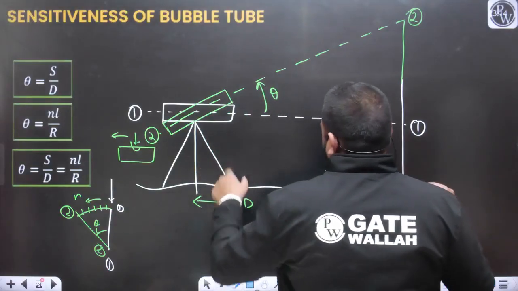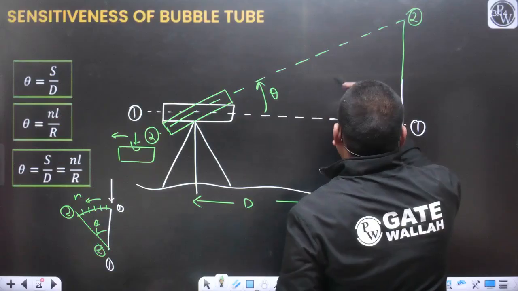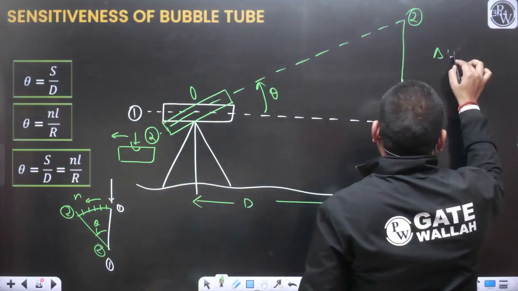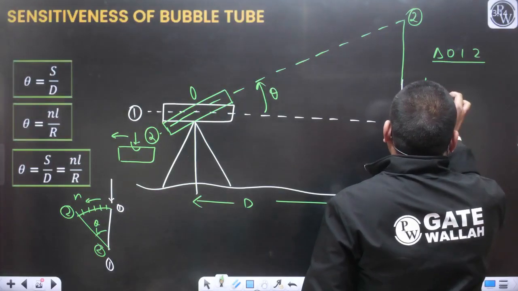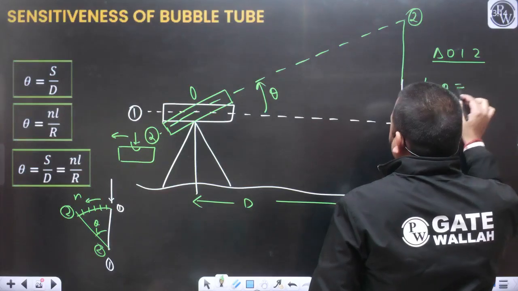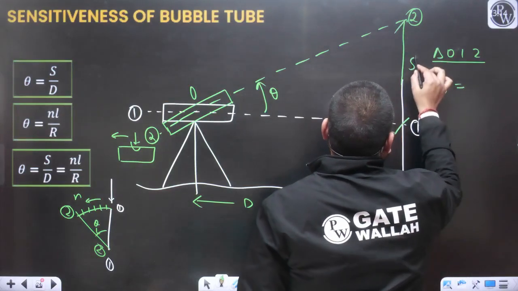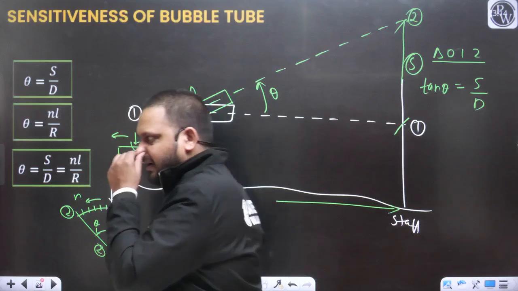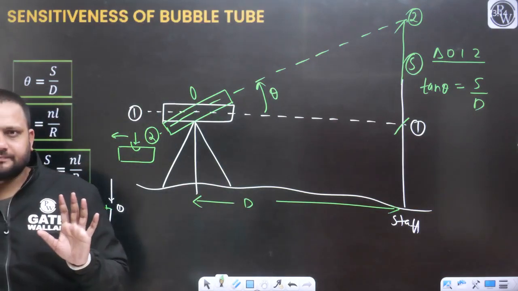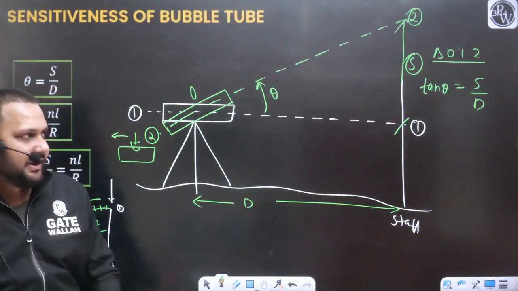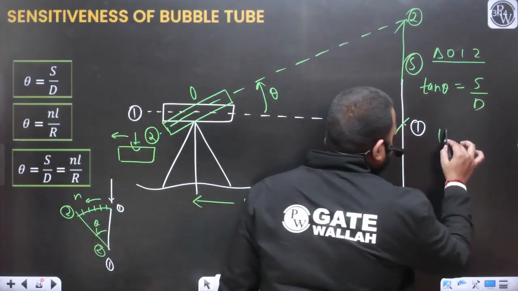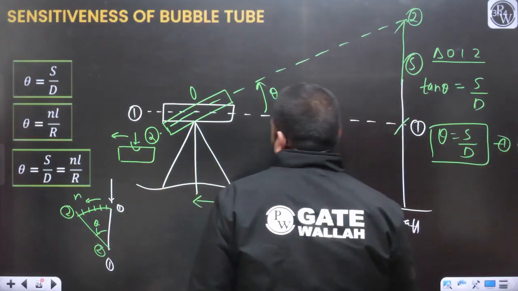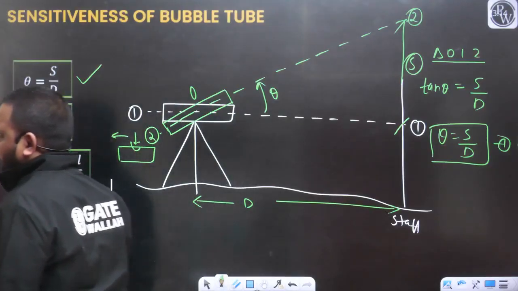From this condition, from this triangle, let's say this is the point O. From triangle O1-2, can I say tan theta will be equal to the change in the staff intercept, S by D, yes or no? Because theta is going to be very small, can I directly write theta equals S by D? If you don't have any problem, can I write theta equals S by D?